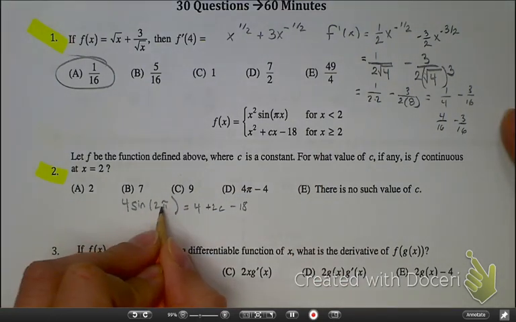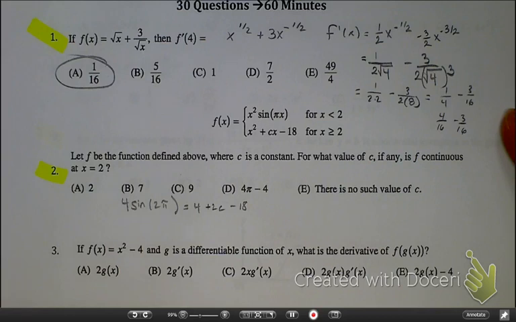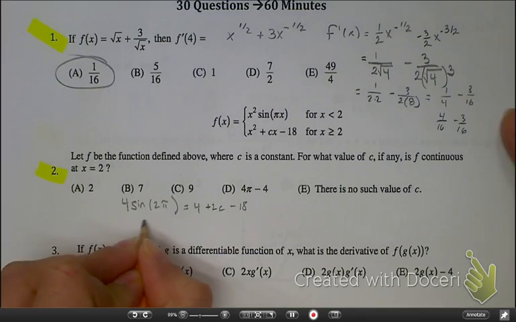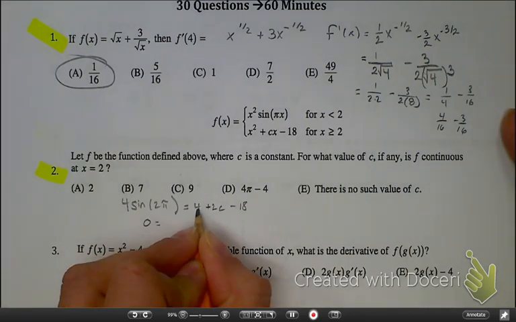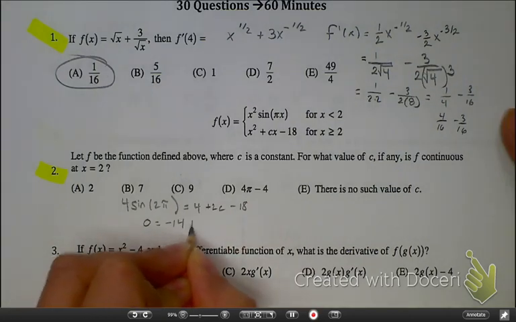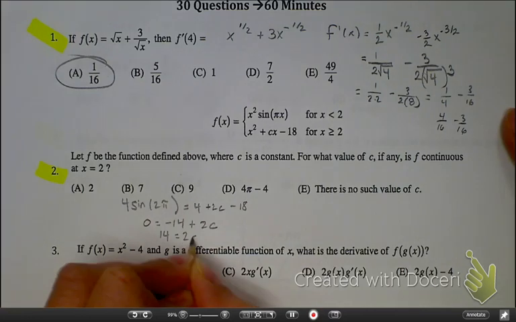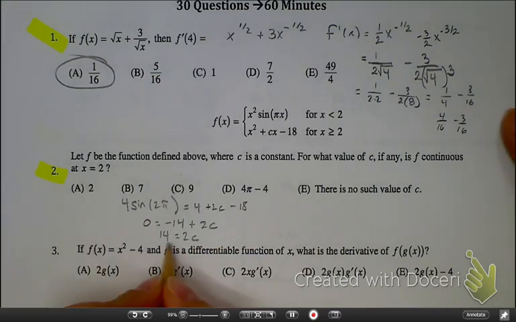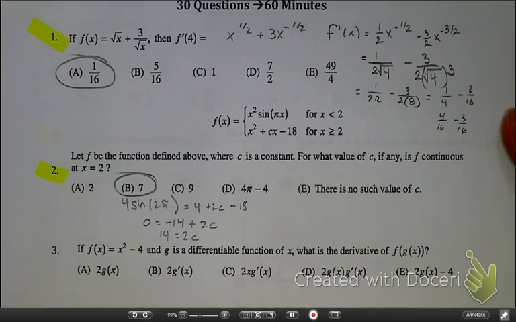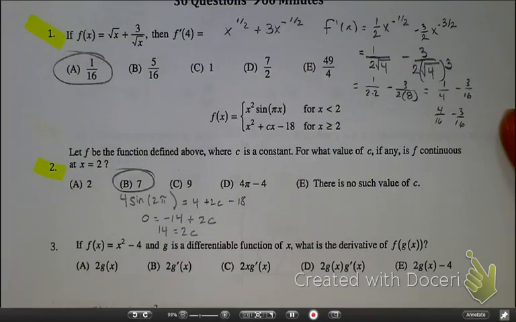Sine of 2 pi is equal to 0. So 4 times 0 is 0, equals, on this side, 4 minus 18 is negative 14 plus 2c. Add the 14 over, so we get 14 equals 2c, and then divide by 2. So c is equal to 7. That's the value that's going to make that function continuous.